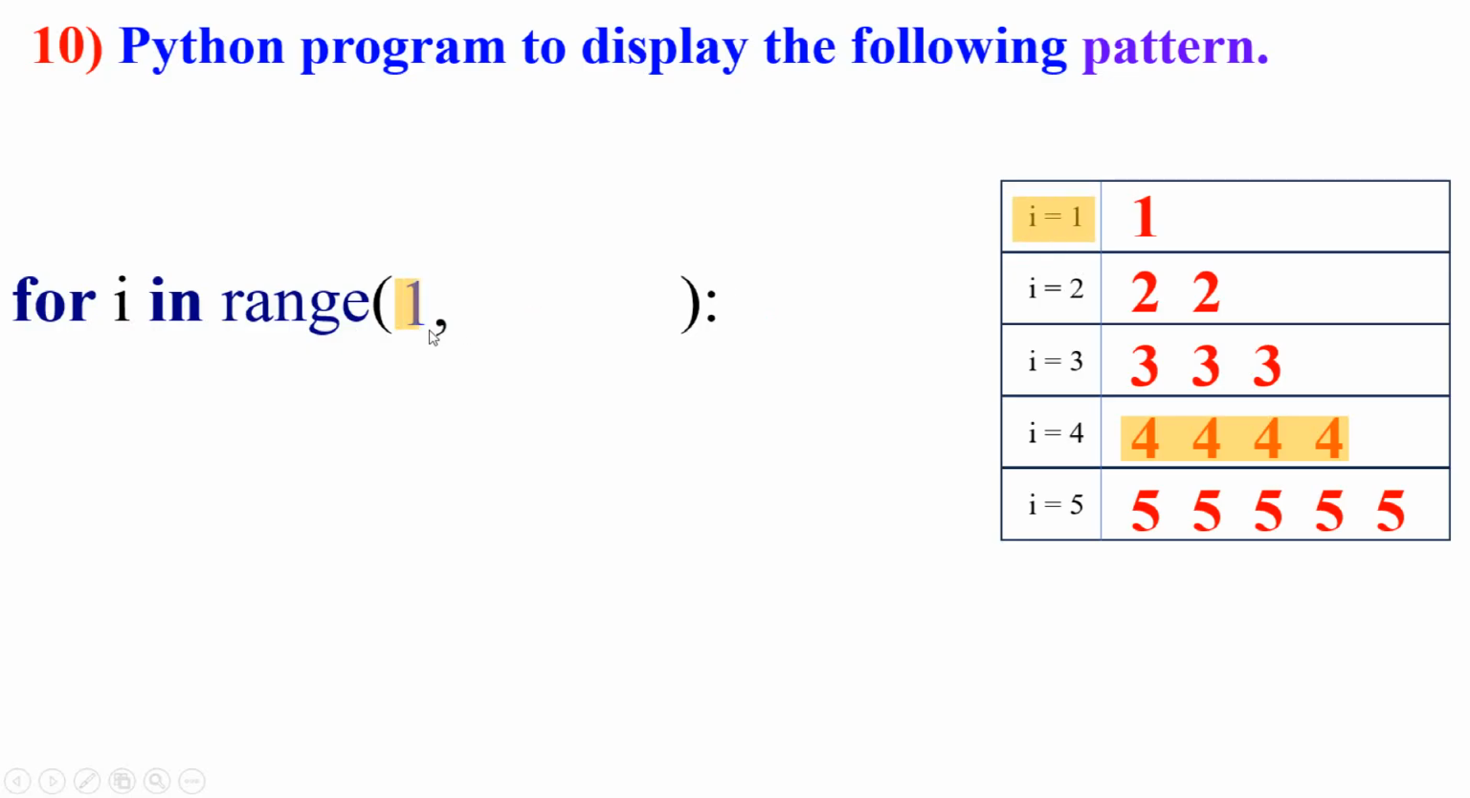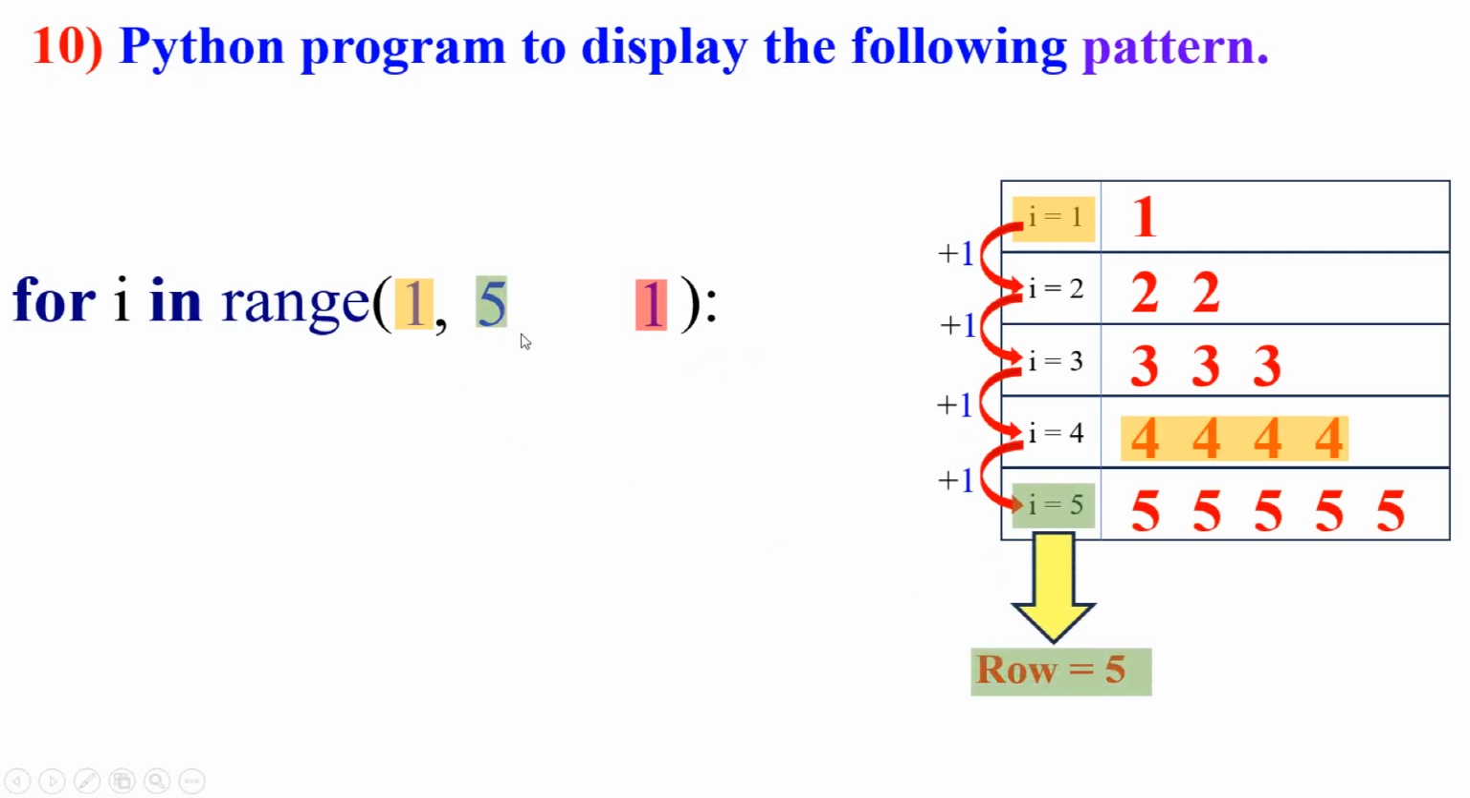For this, the first argument in the range function must be 1. To increment the value of the I variable by 1 each time, the third argument needs to be 1. Since this loop needs to execute 5 times, the second argument should be 5 plus 1. This means the value of the I variable starts at 1, increments by 1, and ends when the value reaches 5. In every cycle, we will add a print statement to display the numbers.